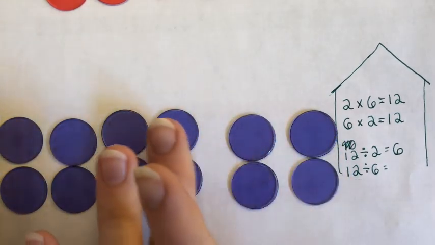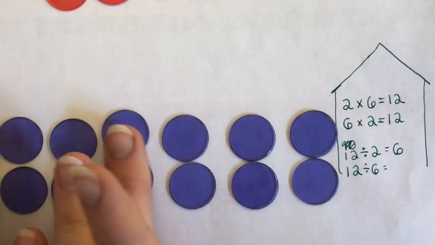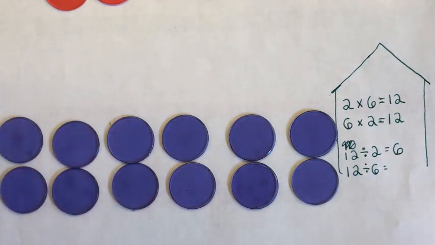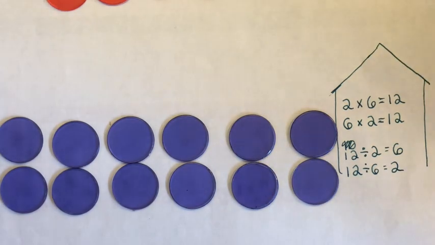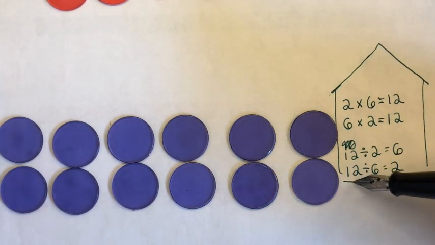Okay, I've divided it into 6 equal groups. I'm trying to separate them a bit. I'm running out of room. So those are in 6 equal groups. And in each group, I have 2 counters. Now, the foundation, let's make the foundation of our house here.